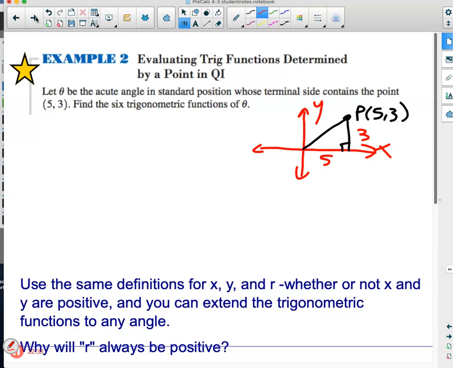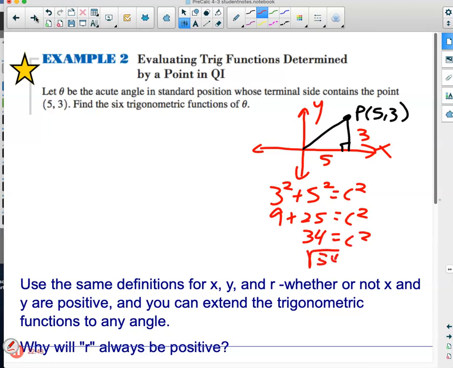So how do I find the other side? Please unmute and let us know. Pythagorean theorem. Yeah, so really quick Pythagorean theorem here. And again, where we would typically take the square root and write a plus or minus, we don't have to do that because this is a triangle and the side length is going to have to be positive.